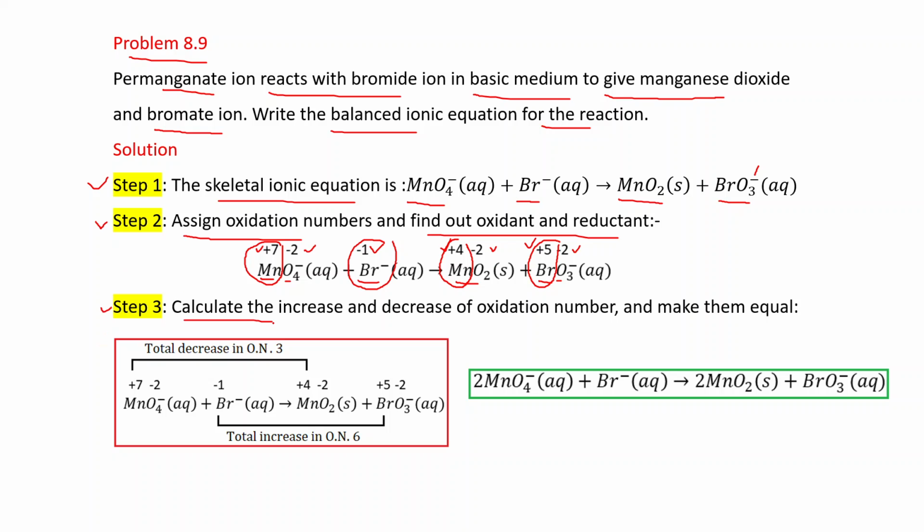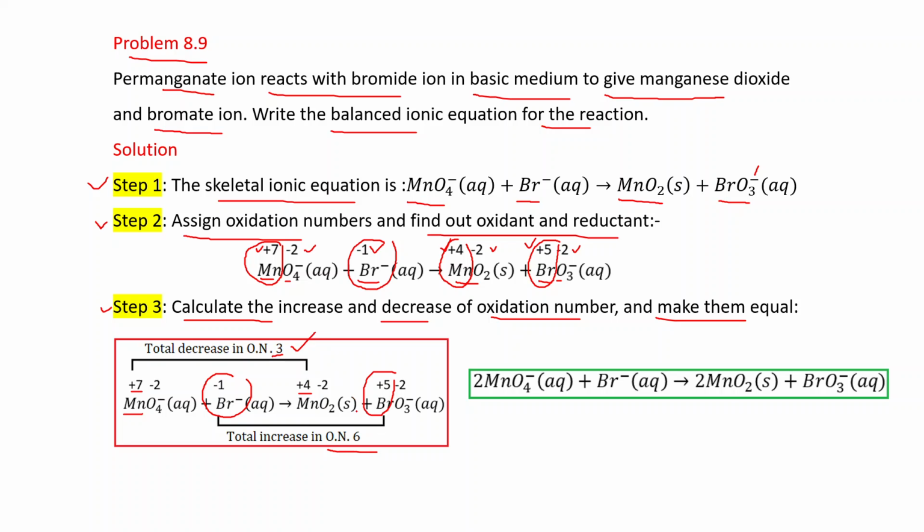Now step 3. Calculate the increase and decrease of oxidation number and make them equal. Now in case of Mn, this changes from plus 7 to plus 4, and there is one atom of Mn on the reactant side. So the per atom change is 3, plus 7 to plus 4. So we can say the total decrease in oxidation number is 3. Now see the increase. This is from minus 1 to plus 5. What is the change? This is 6. So we can say the total increase in oxidation number is 6.